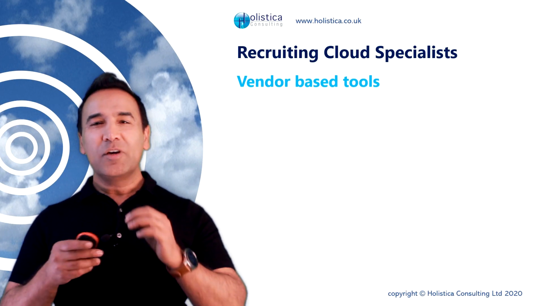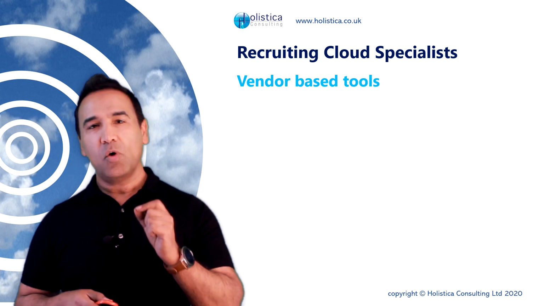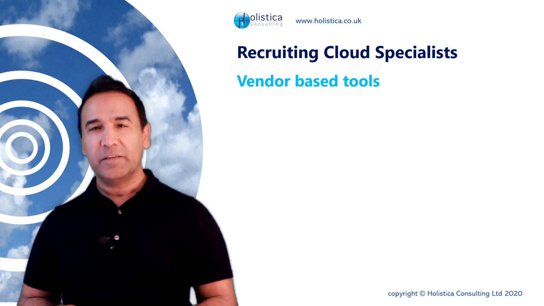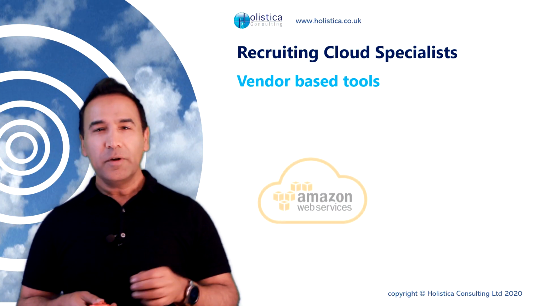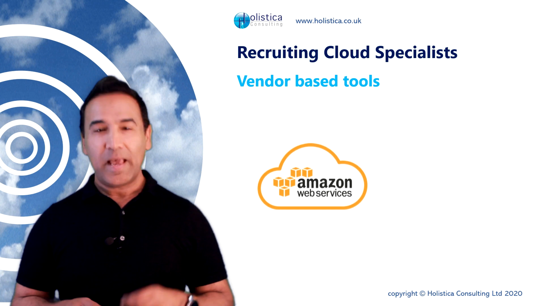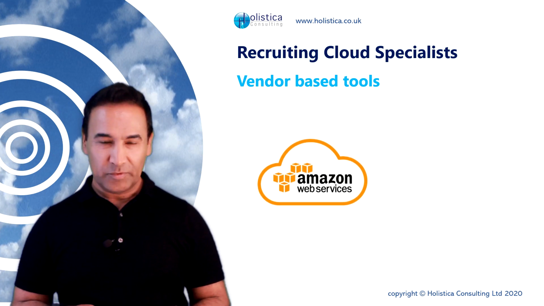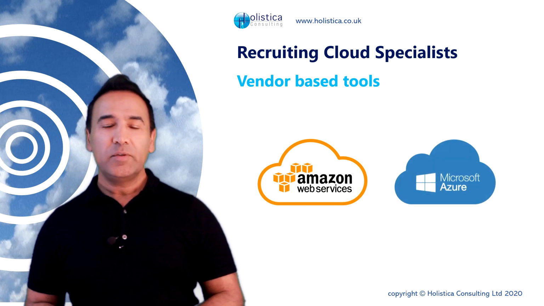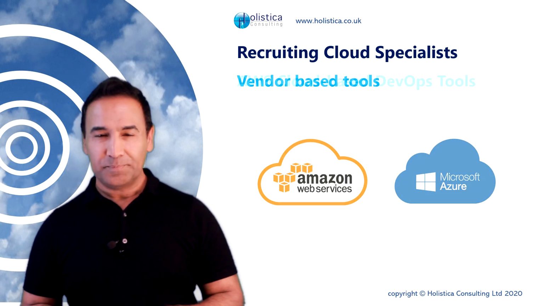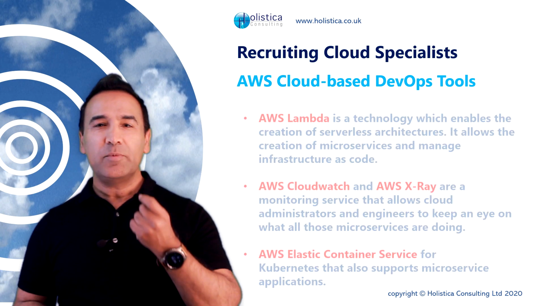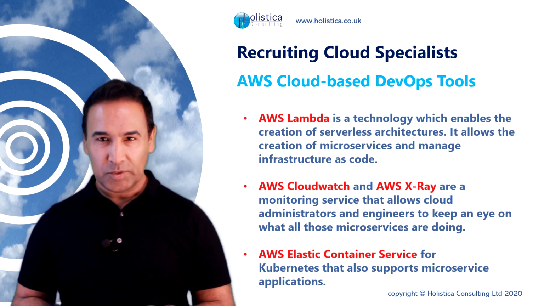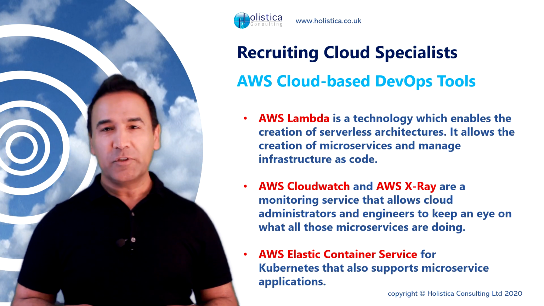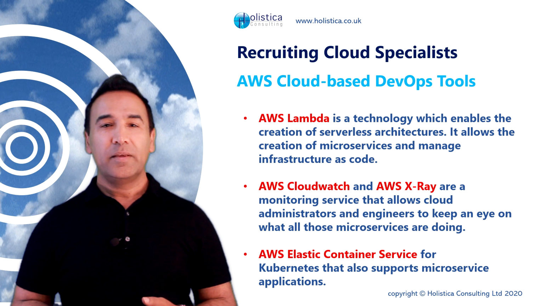So finally, let's now look at the tools and technologies that you'll often see on CVs and job specs. And I'm specifically talking about vendor-based tools in this section. I'm going to focus on two big vendors, Amazon and Microsoft. Now, in terms of Amazon cloud technologies, there is this thing called AWS Lambda. Now, this is a technology which enables the creation of serverless architectures. It allows the creation of microservices, and you can manage your infrastructure as code too.